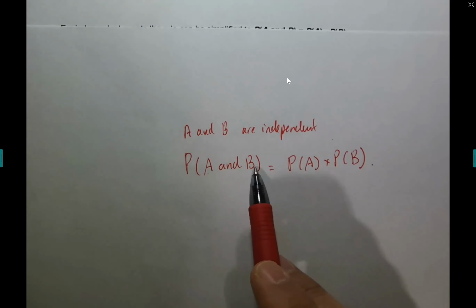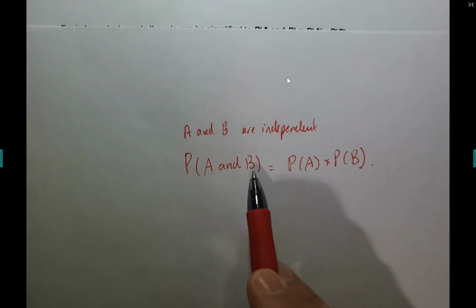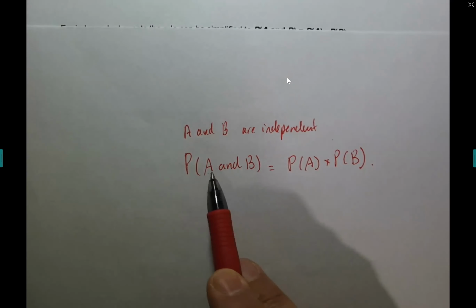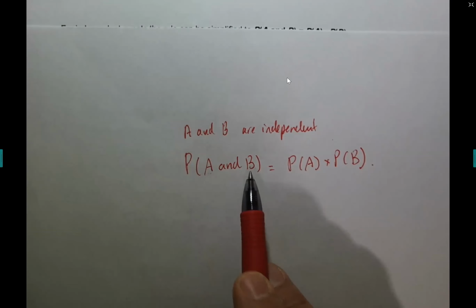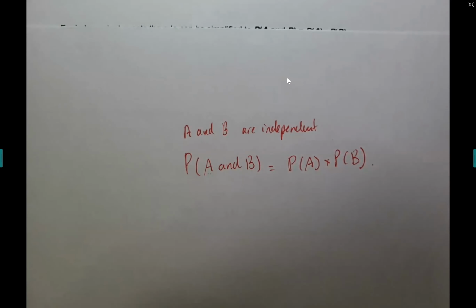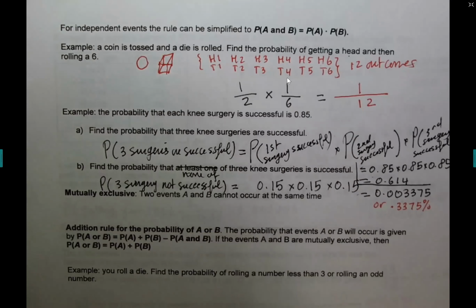So A and B. A stands for an event and B stands for another event. And we use capital letters, guys, to label events. So event A, event B. Experiment A, experiment B. All right.